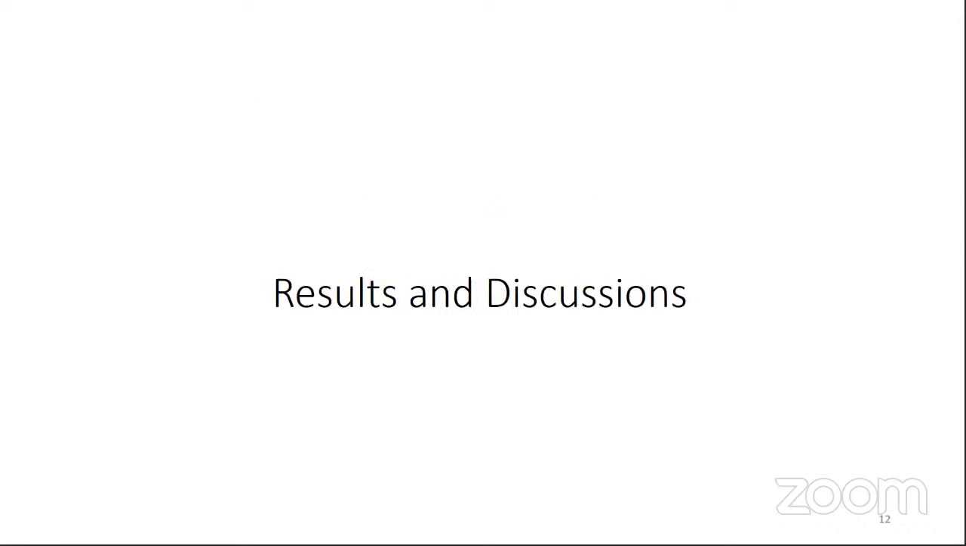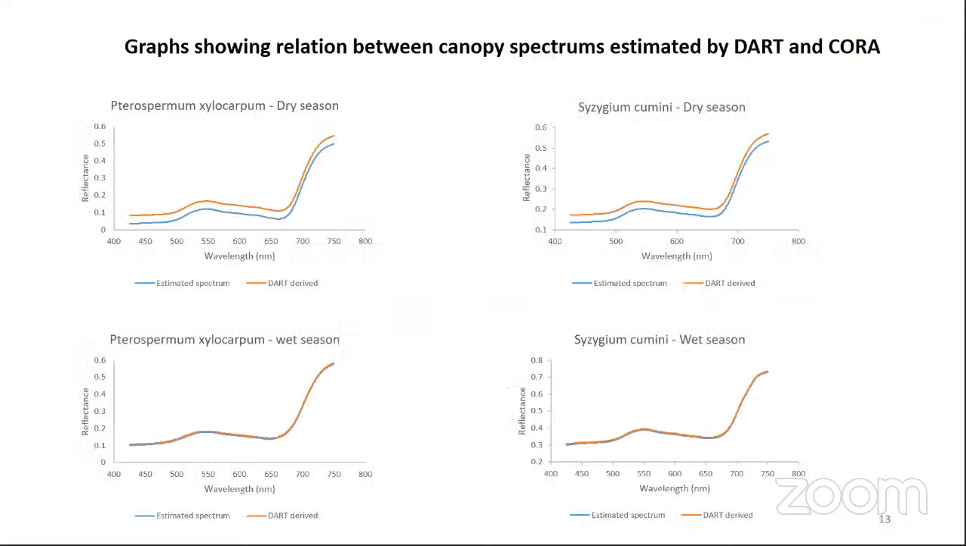So coming to results. Here we can see the blue one is the upscaled reflectance coming from the indices ratio or correlational ratio, and the red one is the upscaled spectrum coming from the DART model. This is for species one, Pterospermum xylocarpum, for dry season and wet season. This is for leaves collected in the dry season. This is for leaves collected in the wet season, upscaled to canopy using DART and the correlational ratio.